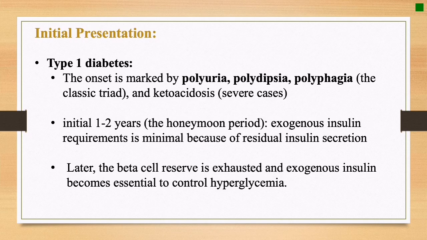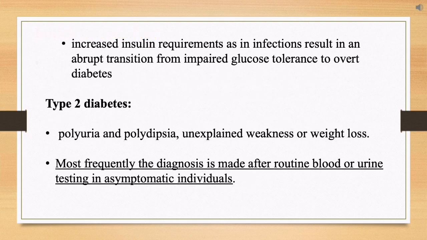However, in the initial 1 to 2 years after the manifestations of type 1 diabetes, which is referred to as the honeymoon period, exogenous insulin requirements may be minimal because of the residual insulin secretion. But eventually, the beta cell reserve is exhausted and exogenous insulin becomes essential to control the hyperglycemia. Although beta cell destruction is a gradual process, the transition from impaired glucose tolerance to overt diabetes may be abrupt, and this is heralded by an event associated with increased insulin requirements, such as infections.